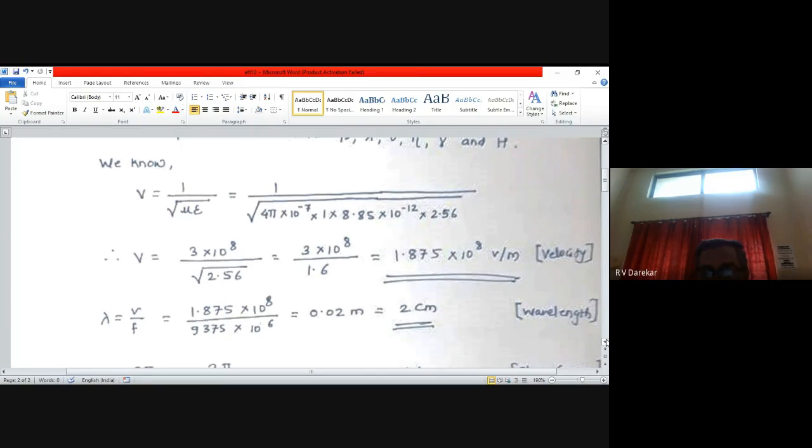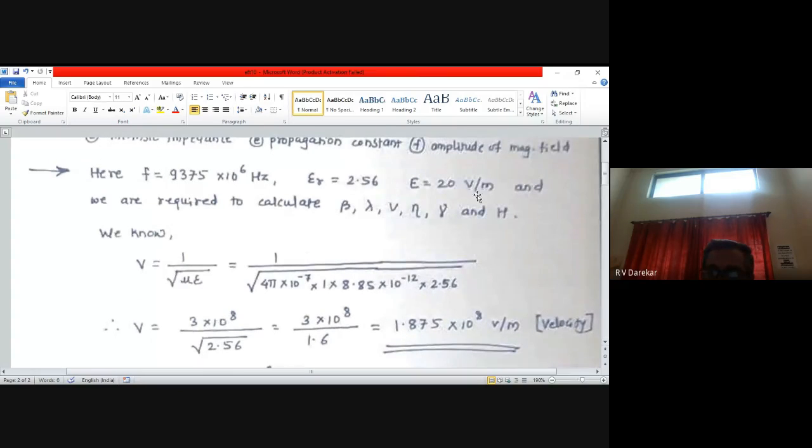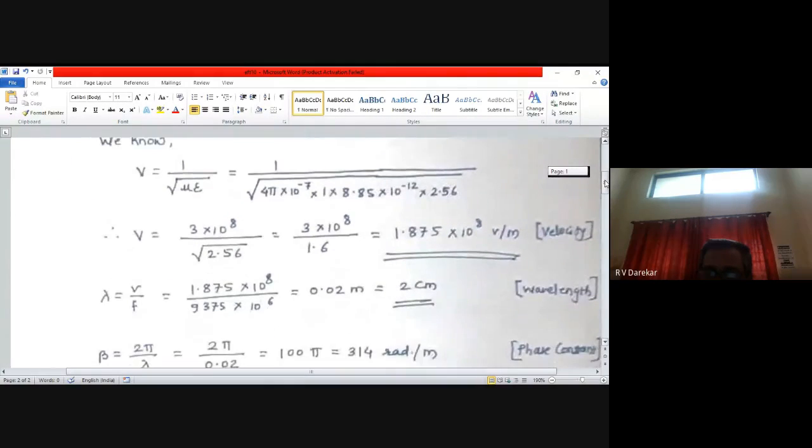Then what will be the amplitude? Amplitude is given to us. What is the amplitude? We can see here. Amplitude of electric component is 20 volt per meter. Amplitude of E bar is 20 volt per meter, and it is having a wavelength of 2 centimeter. I think now you can imagine the wave.